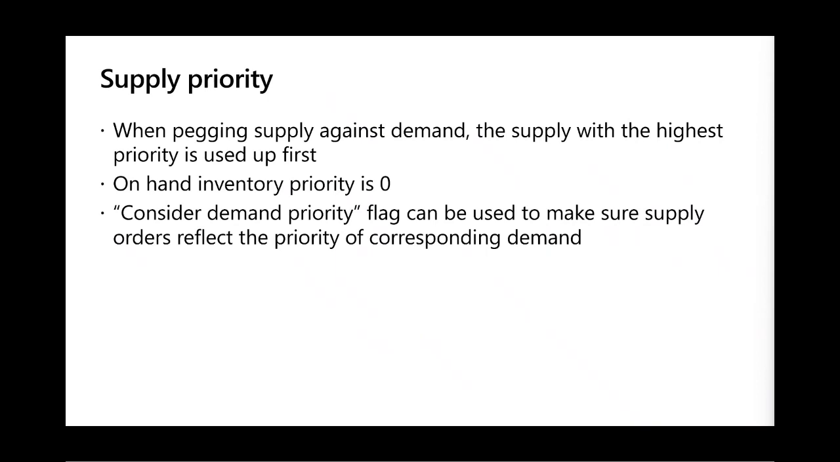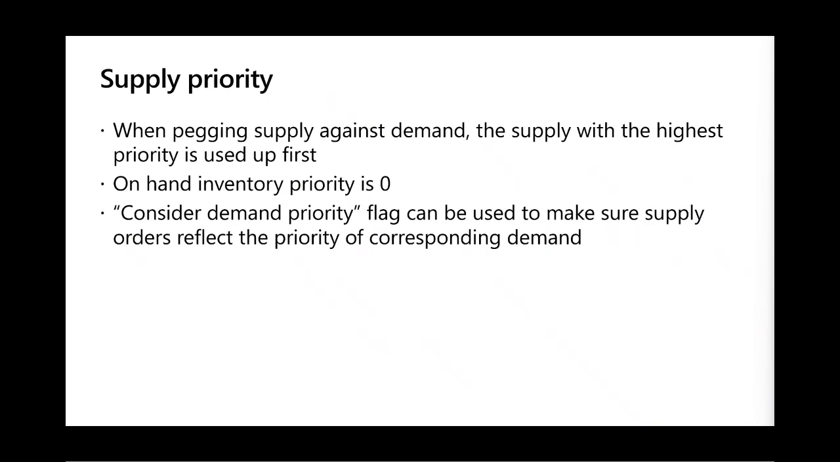Supply is assigned a priority just like demand. And when we run priority-based planning, master planning will peg supply against demand, starting with a supply with the highest priority. On-hand inventory is going to be provided a priority of 0, which means on-hand inventory will be allocated prior to any of our planned orders or existing purchase orders or supply orders.